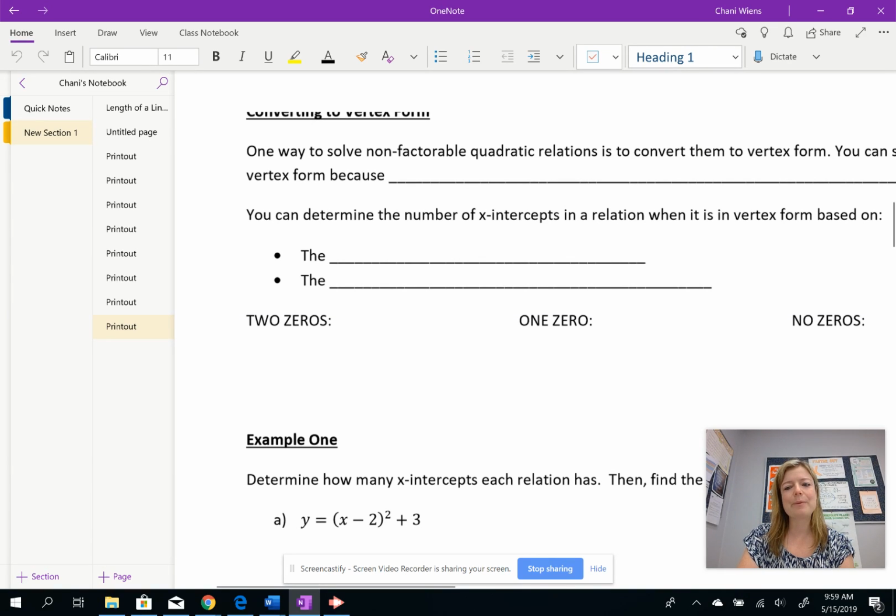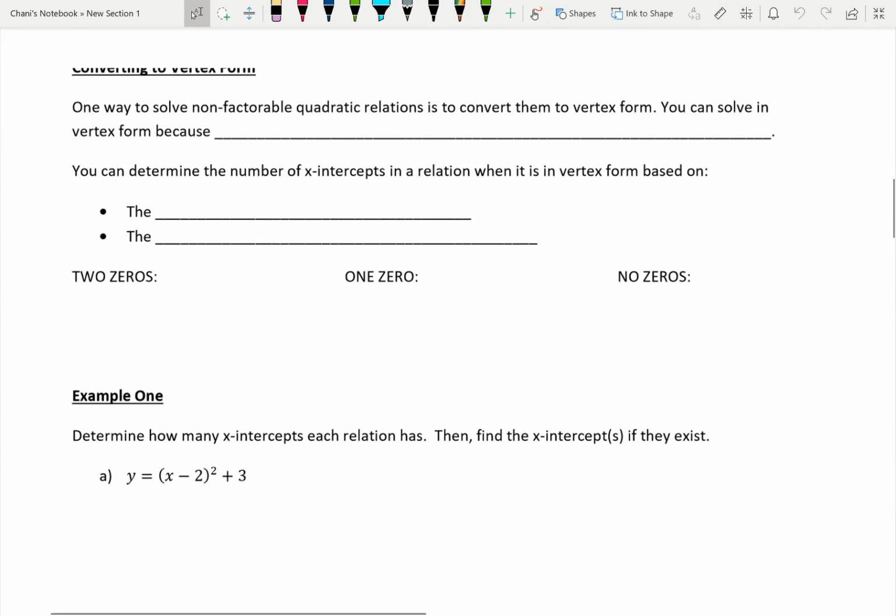Hi class, today we are learning how to solve quadratic equations that are not factorable. So on the first page of this note, we have an investigate that we will do tomorrow in class. So go to the second page where it says converting to vertex form. One way to solve a non-factorable quadratic relation is to convert them into vertex form. You can solve vertex form because you can isolate x.